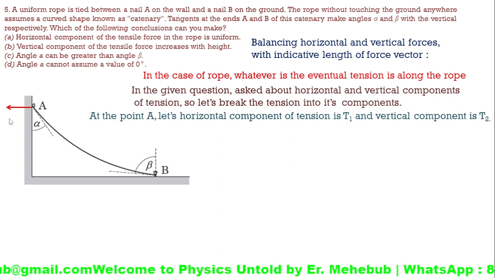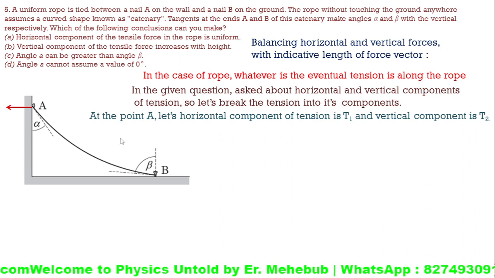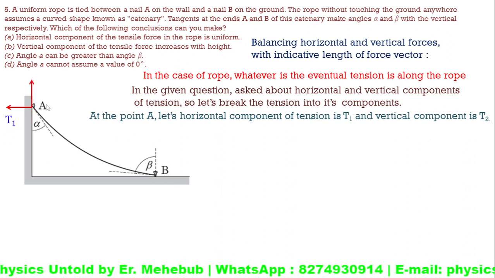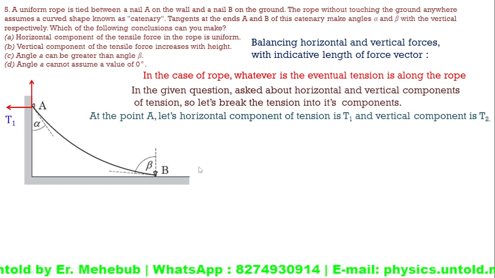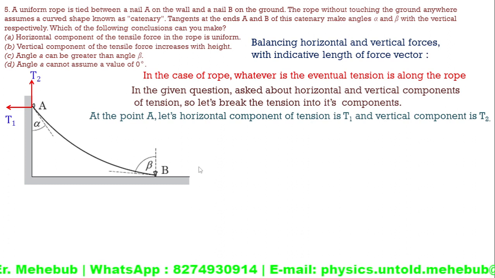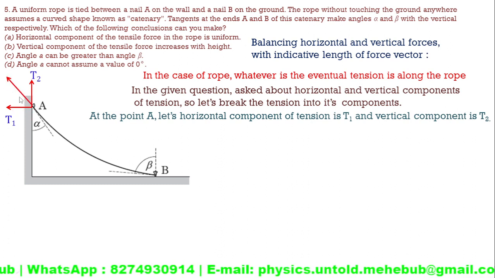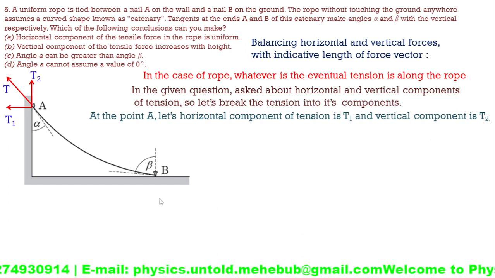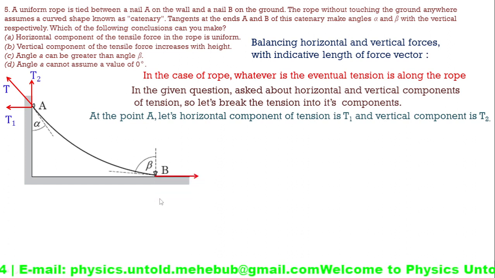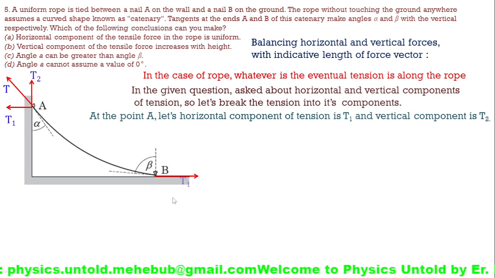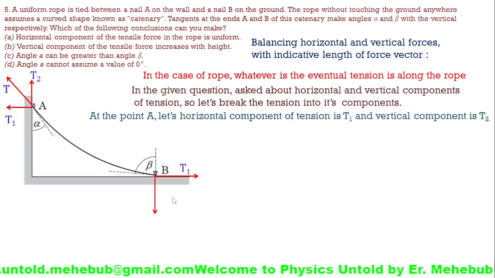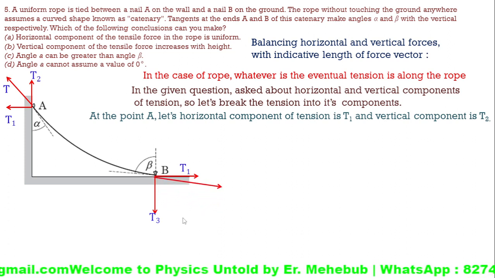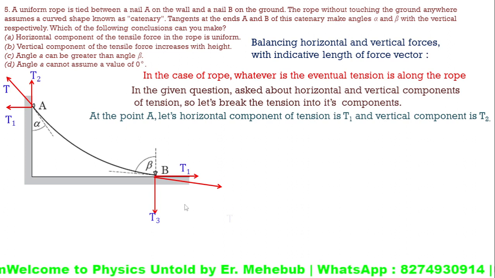So this arrow is indicating the horizontal component of tension at point A, whose value is T1, and this is the vertical component of the tension at point A, whose value is indicated by T2, and whose resultant is indicated by this transverse arrow, whose value is T. And also at point B, the horizontal component of tension is T1 and the vertical component of the tension is T3, and its resultant is the tangent at point B, whose value is equal to T again.